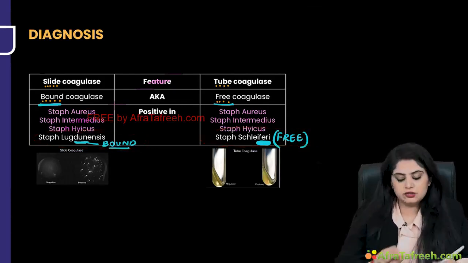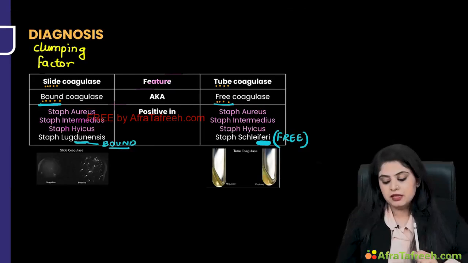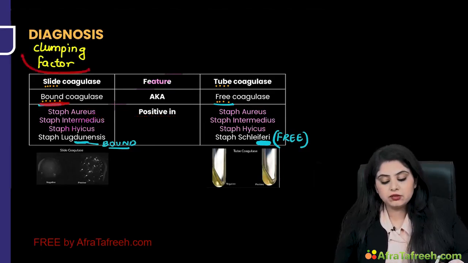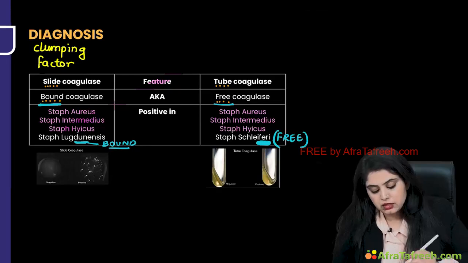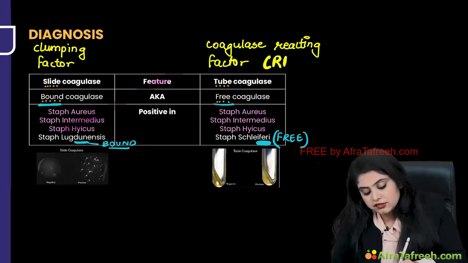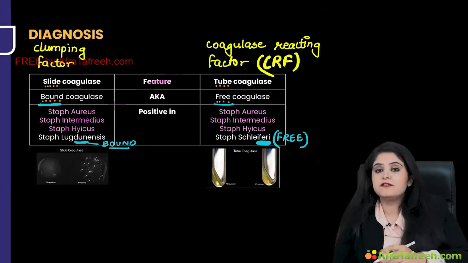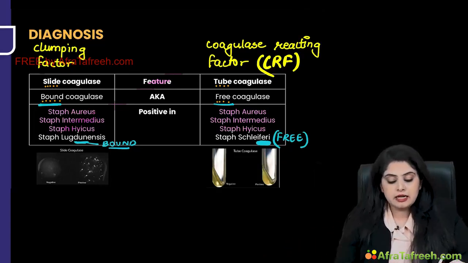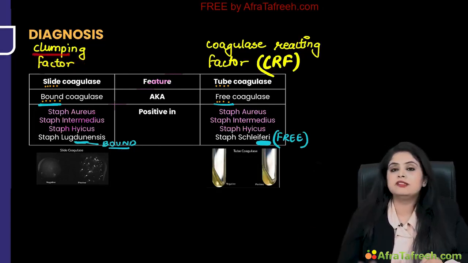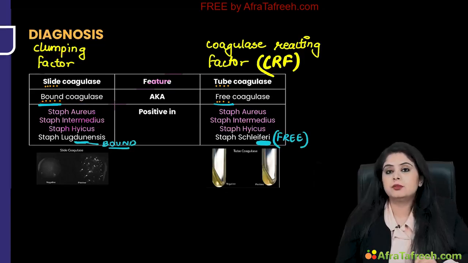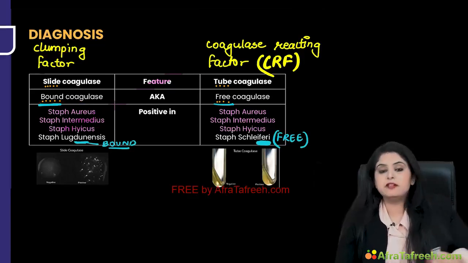One thing, for these reactions to occur, we need some important chemicals. Please note that for the slide, the one that is bound, it is also known as the clumping factor. We need clumping factor. And when we come to the tube coagulase, we need something called the coagulase reacting factor or CRF. So now you'll get confused where is clumping and where is coagulase reacting factor. So simply remember that clump. When I talk about a clump, it is going to be something that is bound. So bound coagulase is the one responsible or having a clumping factor. That is your mnemonic for the entire coagulase.